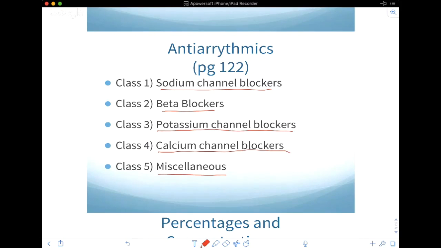Going back again to the test, it's going to be important to know what antiarrhythmic means, and it's going to be helpful to know what those 5 classes can do to help.